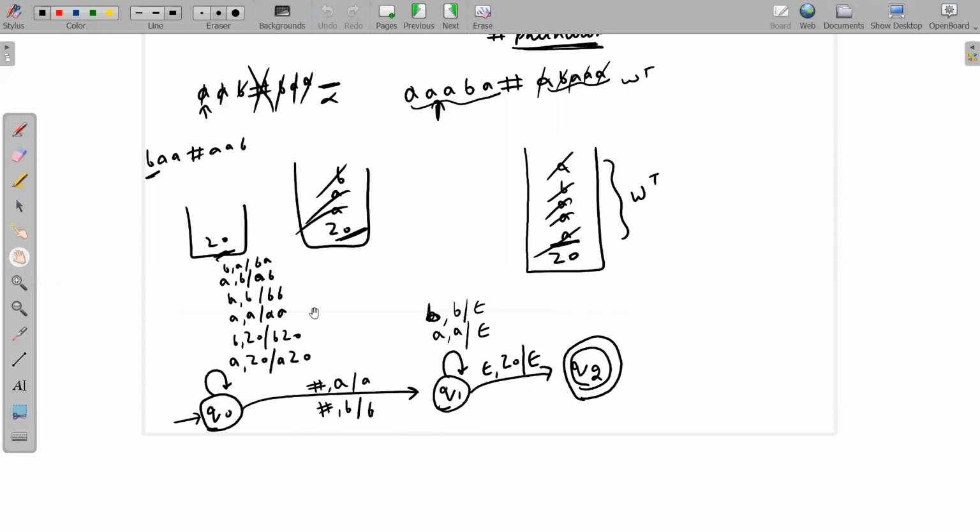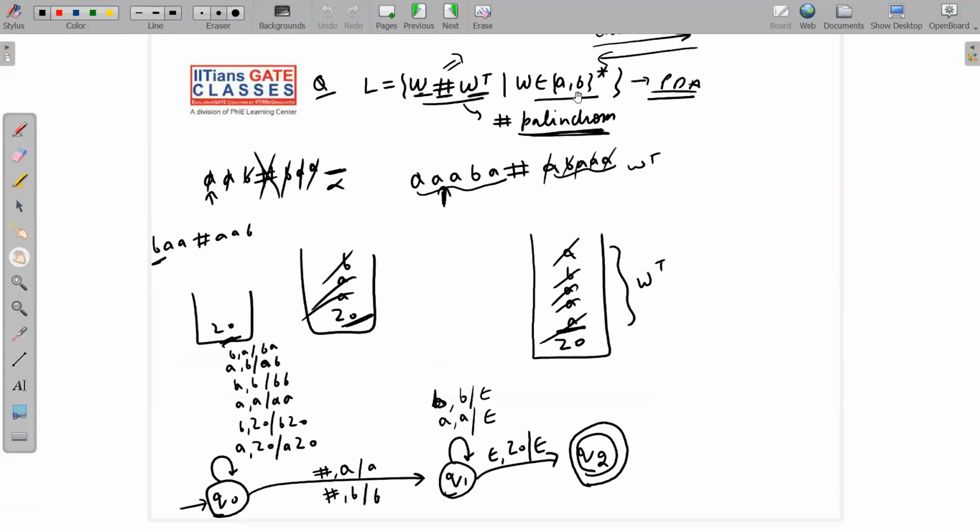I hope you remember all these things. If you are not able to remember, please watch my previous lecture. The main advantage with W hash W transpose was that we have hash in between W and W transpose, so the PDA will get the idea of when the cutting will start. The entire W will be pushed onto the stack, and whenever hash comes, we will ignore the hash, and after that the PDA will start cutting.